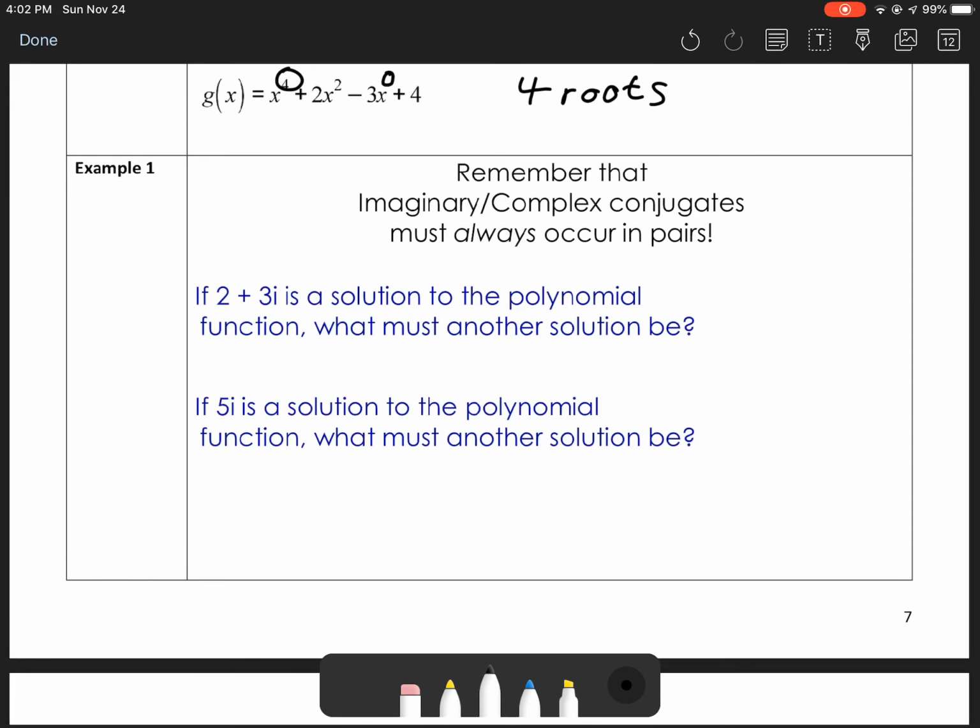Now we have to think back to imaginary and complex conjugates. They must always occur in pairs. So if we have 2 plus 3i as a solution to the polynomial function, what must the other solution be? Well, if it's 2 plus 3i, then the opposite of that is just 2 minus 3i. That's its partner. We only change the sign in between 2 and 3i. If 5i is a solution to the polynomial function, what must another solution be? Again, we just change the sign in front of the 5i, so it would be minus 5i.